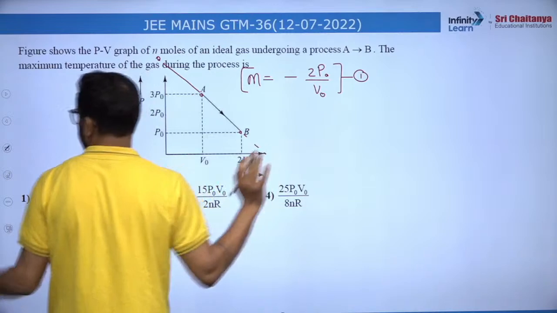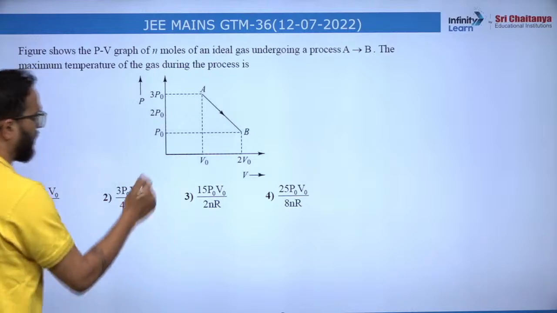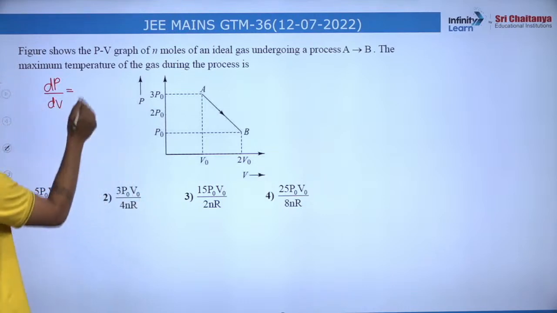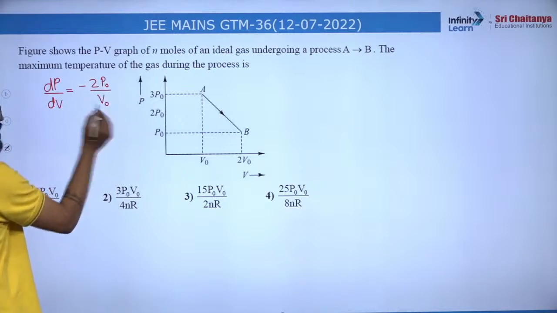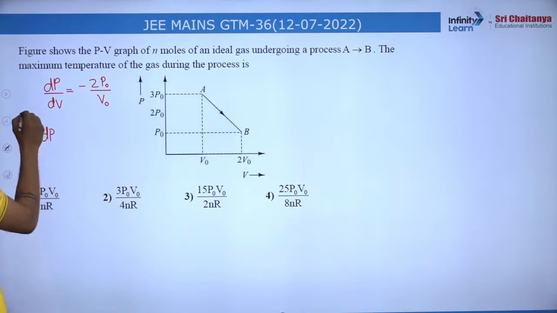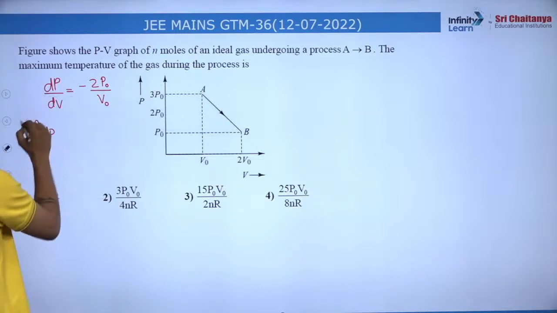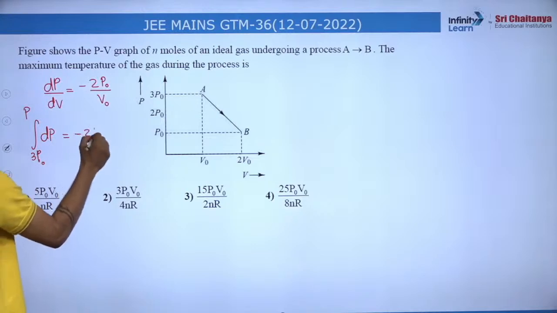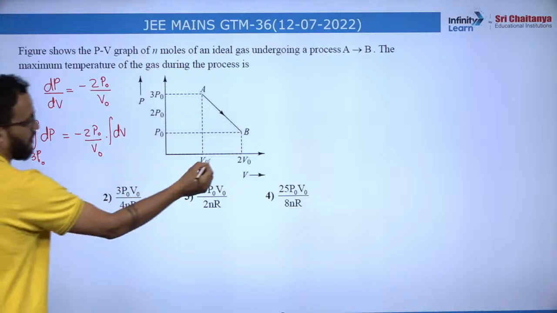Instead of doing this, you can find the equation like this. You will say dP/dV is equal to the slope, which is minus 2P naught by V naught. Now after integrating, dP integrated from 3P naught to any pressure P is equal to minus 2P naught by V naught into dV, integrating from V naught to any volume V.